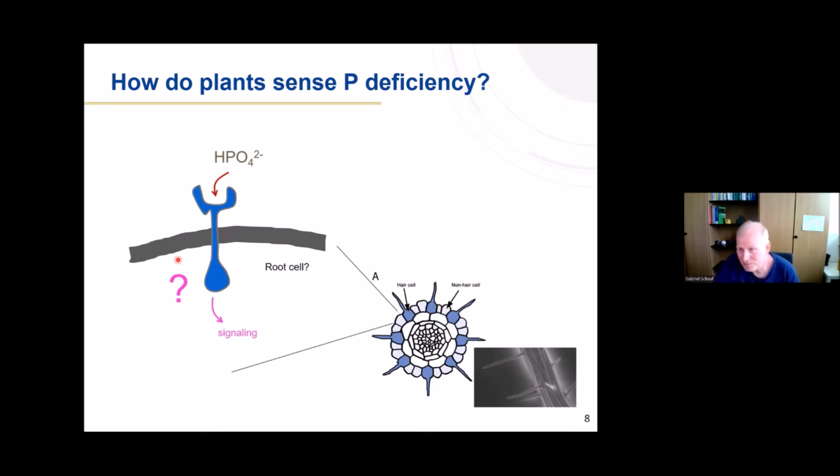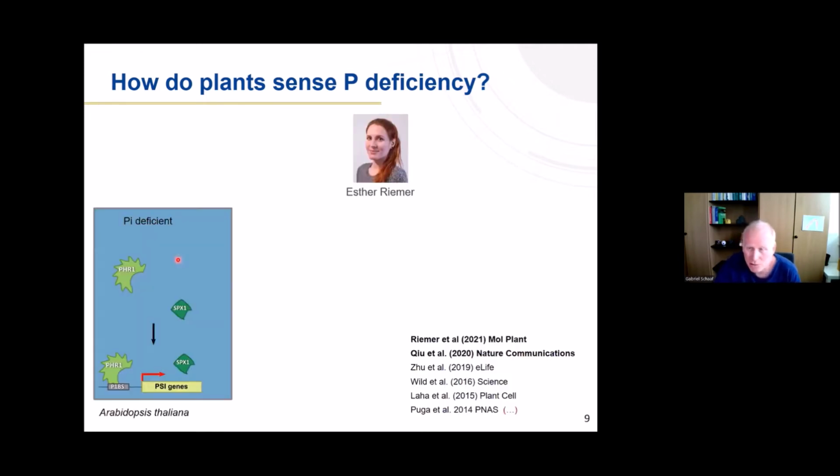Interestingly, plants actually don't sense phosphate directly. They do this indirectly, and this is shown here. This is cumulative work of many different laboratories, and we have contributed quite a lot to this. Some papers are listed here. This is mostly work from Esther Wiemer, the PhD student in the lab who is about to finish, and she contributed the two papers on top here.